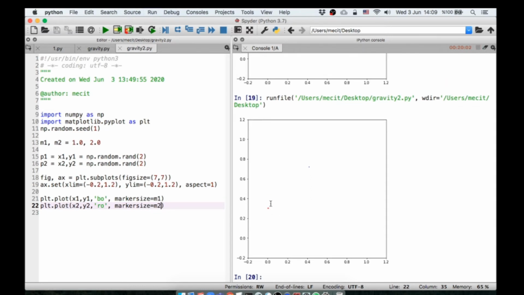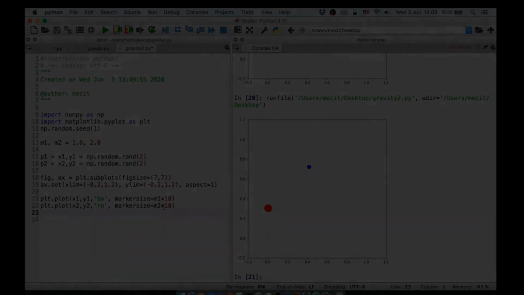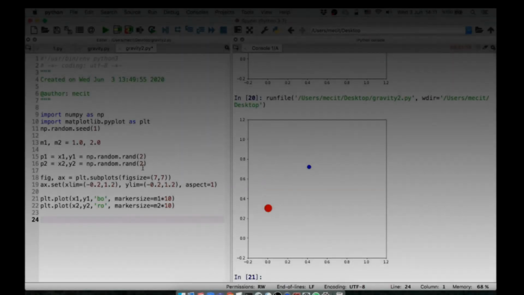Now I see extremely small 2 dots, so instead of changing the masses over there, I would like them to be 1 and 2. I want to make this larger by multiplying by 10. Okay, now I have my 2 masses proportional to their size. I can see them clearly. Good. Okay, now we can see our 2 masses.